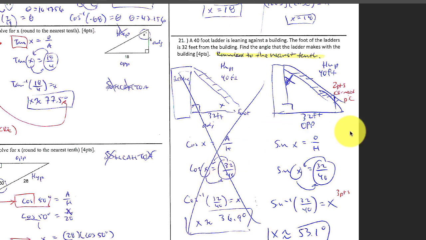To get your 4 points, I give you 2 points for a correctly drawn picture: 32, right angle, hypotenuse ladder 40, and then the X was up here, ladder to the building, because it says find the angle the ladder makes with the building. So from here, this would be your opposite, and this would be your hypotenuse. Sine of X equals opposite over hypotenuse. Sine of X equals 32 over 40, and then circling those, draw your arrows.